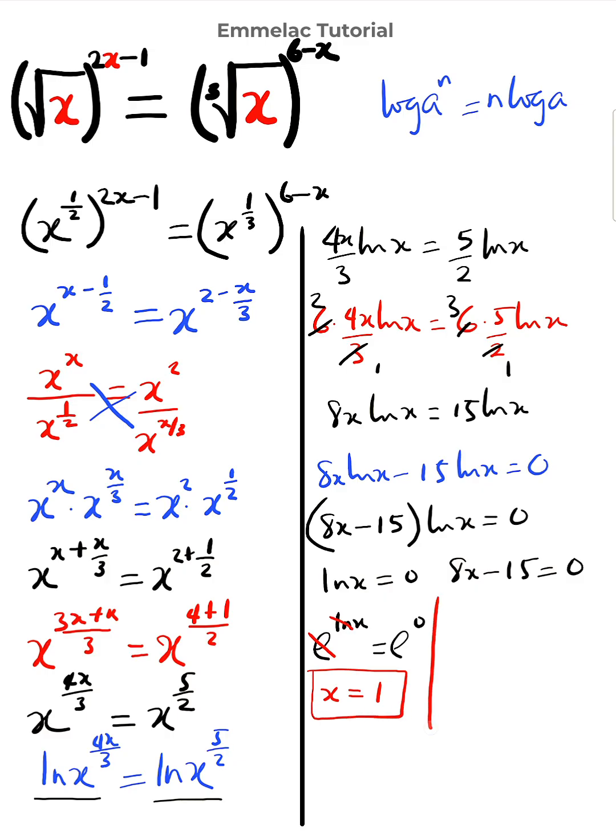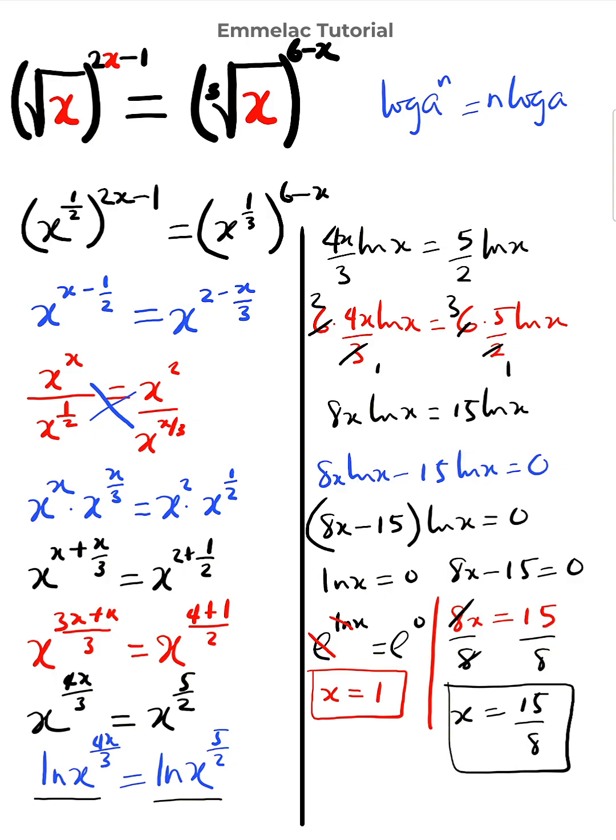And the next one here is this. So the next thing we just need to do here is to add 15 to both sides. So I end up having 8x, then equals 15. Now dividing both sides by 8. So this clears off this, then x equals 15 all over 8. Now this is the other solution of x that satisfies the equation.